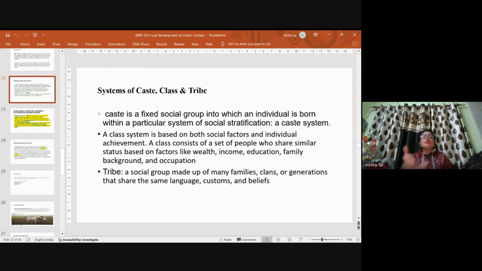Now, exactly what is tribal society? A tribe is a group of people who live and work together in a shared geographical area and is made up of many families, clans, generations. It shares the same language, customs, beliefs. A tribe has a common culture, dialect, religion. They also have a strong sense of unity, and it is headed by a chief. And tribal society is a group of tribes organized around kinship.